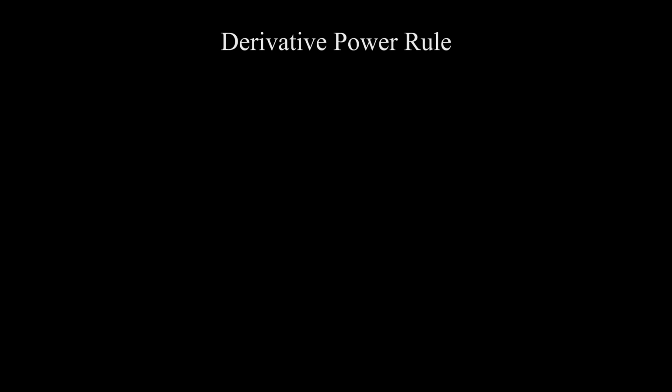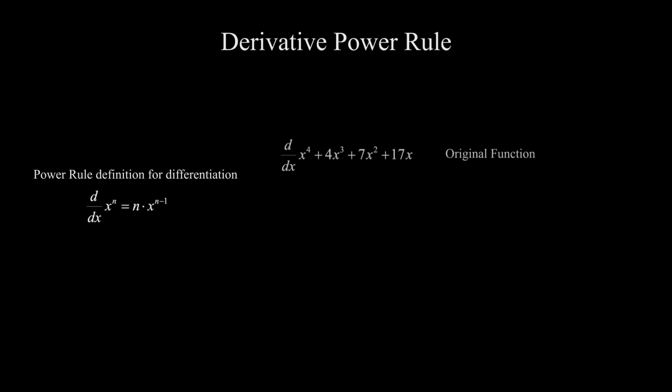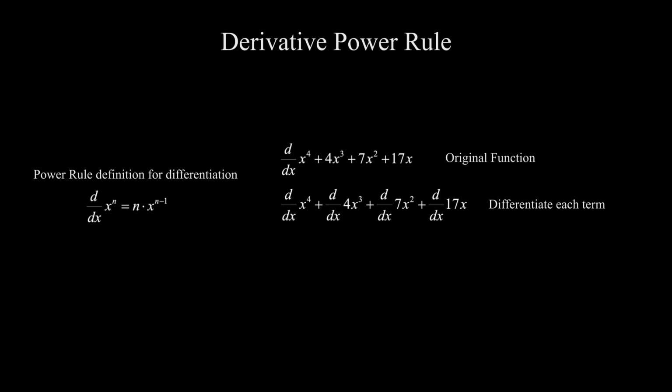Now that we know what a derivative is, let's talk about how we would actually calculate a derivative. So for this, we would use something called the power rule. The power rule is defined as the derivative of x to the n is equal to n times x to the n minus 1. So if we want to differentiate the function x to the 4th plus 4x cubed plus 7x squared plus 17x, we want to differentiate each term individually and apply the power rule.